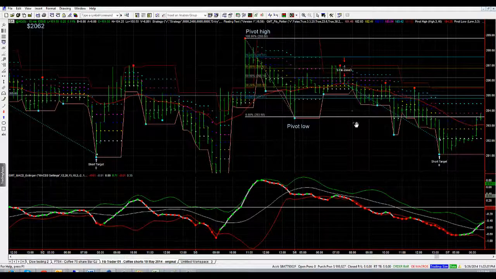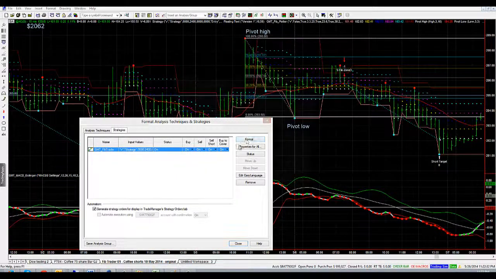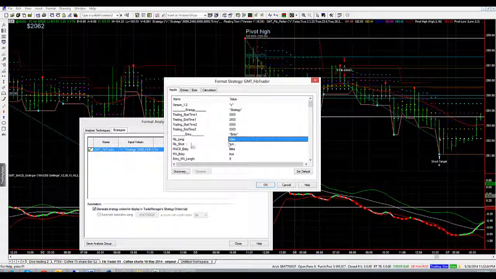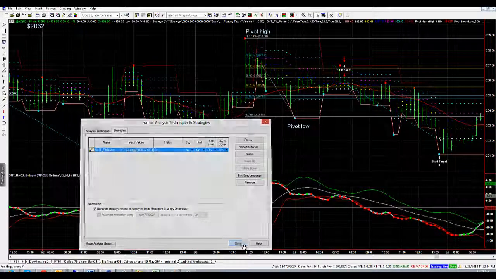So very simple setup for the MACD fib trader. It's very easy to track. We're on shorts. We have our moving average entry. We've got the moving average to 9, and that's really what we've set up here on our fib trader, and that's our short entry.